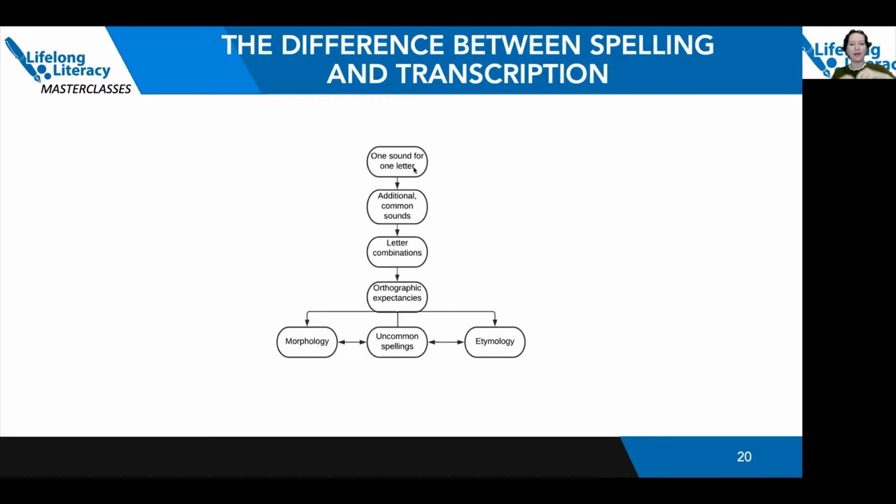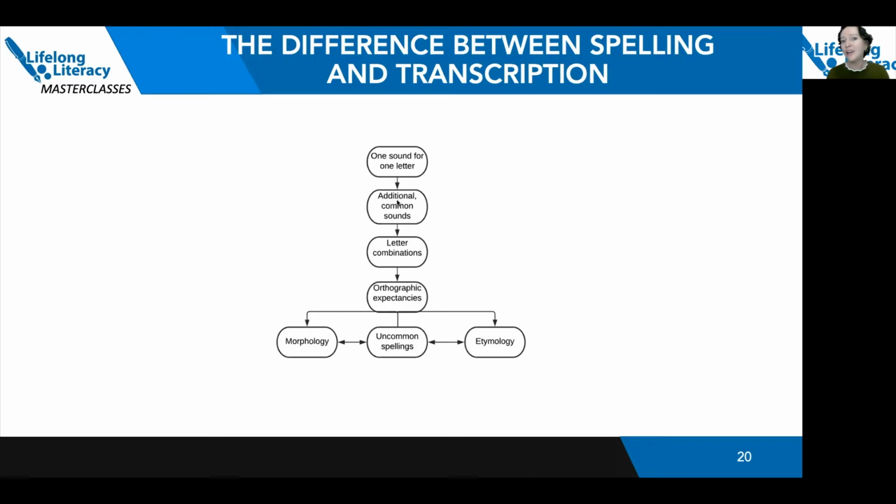So if you're talking about initial instruction with systematic synthetic phonics, usually you start with a sound for a letter, right? One grapheme, one phoneme, and all of the graphemes have a phoneme that you expect it to represent. So that's one sound, one letter. And then you can move from that to additional common sounds that letters can make.